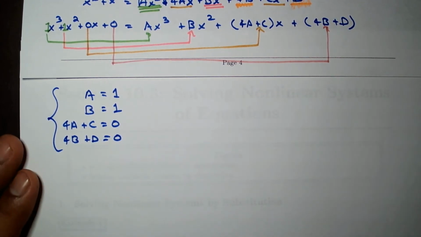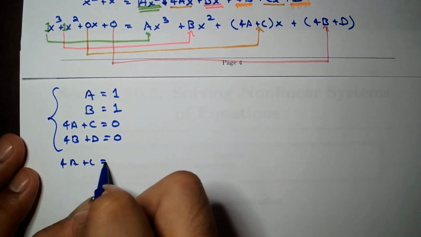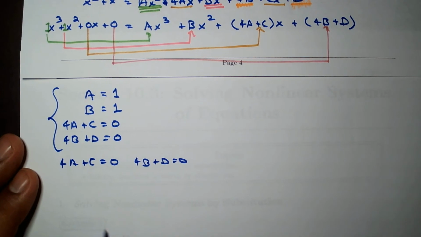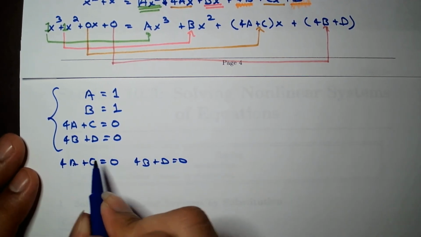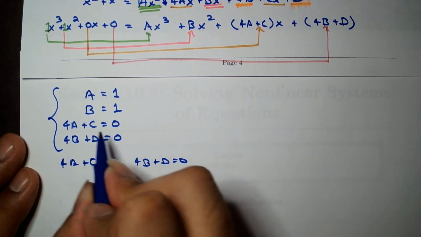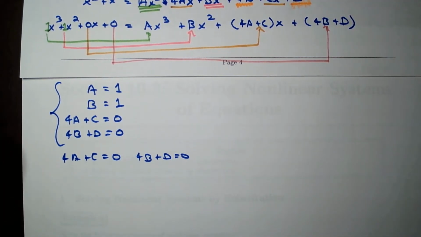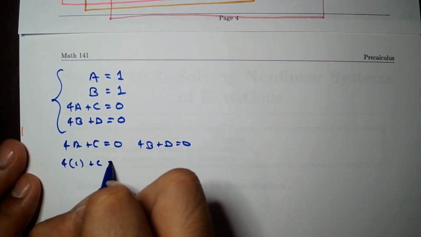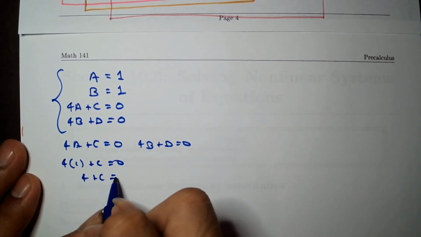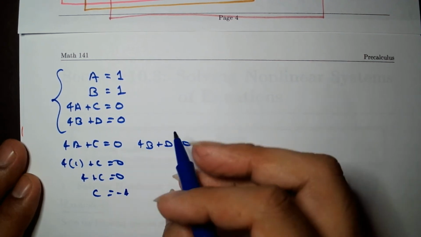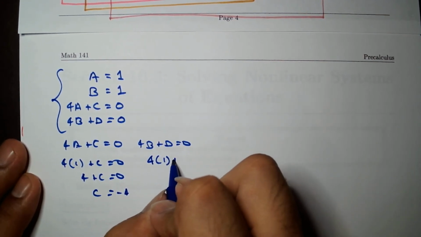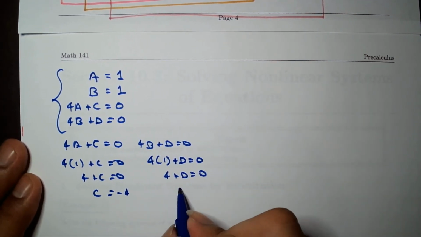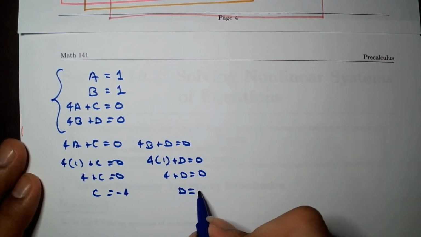So what are we going to do in this case? 4a plus c equals 0, 4b plus d equals 0. We are going to use a, substitute it here to find c. And then we're going to plug in b equals 1 here to find d. Really simple. Way simpler than we anticipated actually. So 4 times 1 plus c equals 0. 4 plus c equals 0. c equals negative 4. And same for b: 4 times 1 plus d equals 0. 4 plus d equals 0, and d equals negative 4.